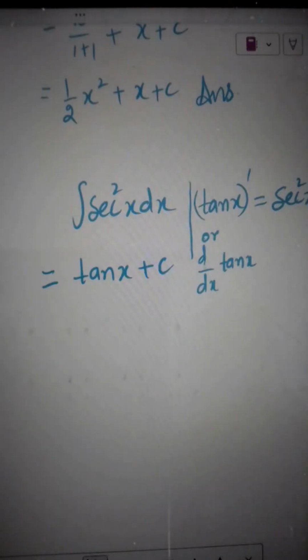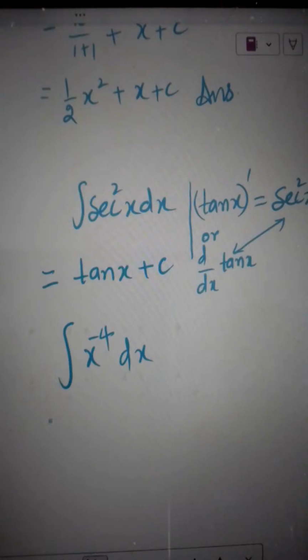Can you see that d by dx transforms tan into secant square, and integration transforms secant square back into tan x. So these are reverse processes. This is a small glimpse where we can see the two operators act in opposite ways. So next, one more simplest problem is x power minus 4 dx. It is the simplest one.